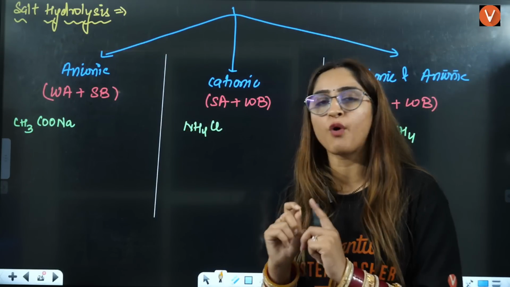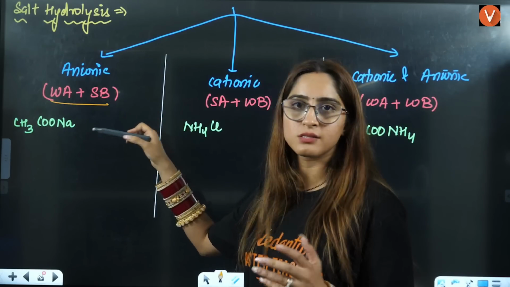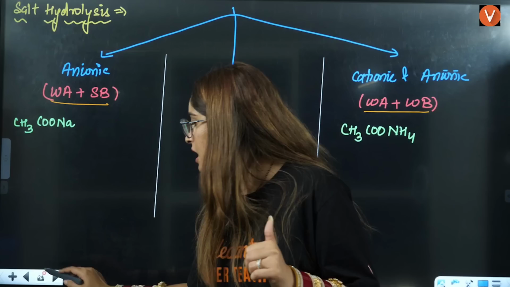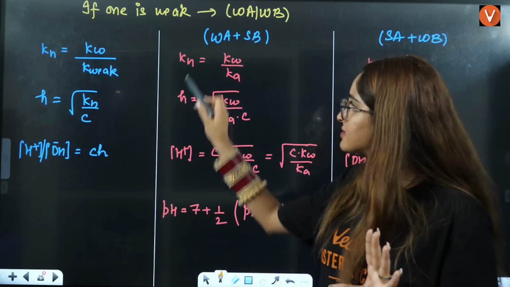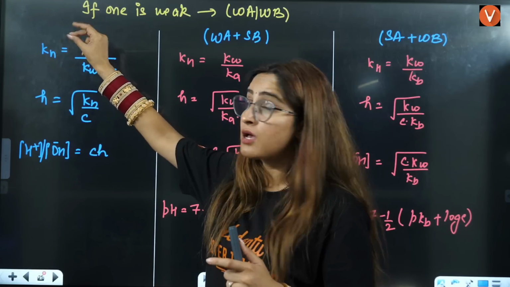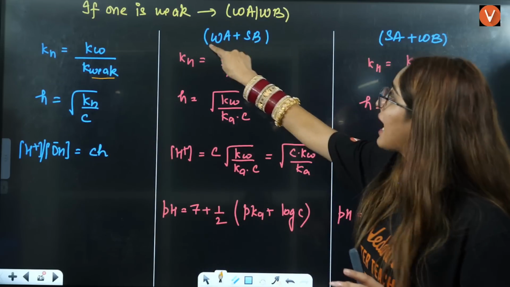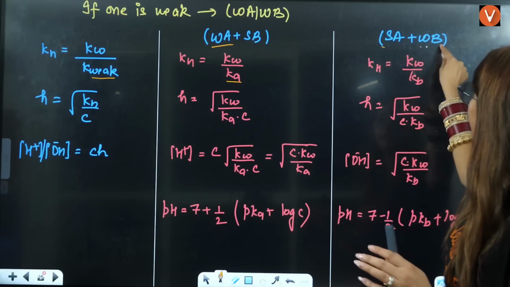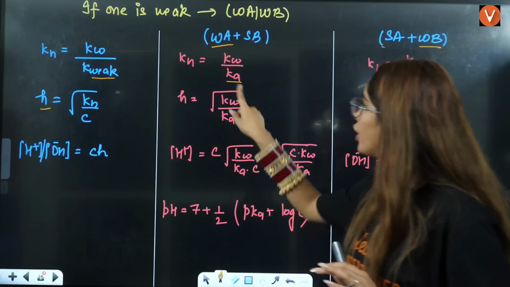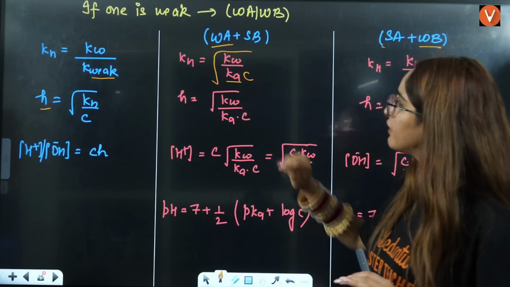Then salt hydrolysis forms a very important topic. You have the cases when you have weak acid plus strong base, strong acid plus weak base, weak acid plus weak base. Now, if one of them is weak, then this is the trick that you are going to use. That is Kh, the hydrolysis constant, which is Kw by K of the one that is weak. So for weak acid, you will have Ka, and for weak base, you will have Kb here. Right? What is h? That is under root Kh by C. You put the value of Kh, take it in the under root, divided by C. That will be the answer.